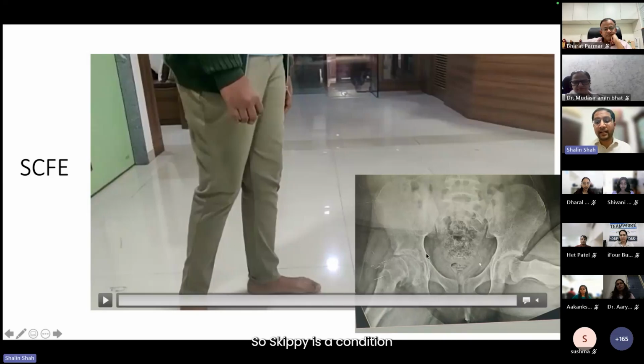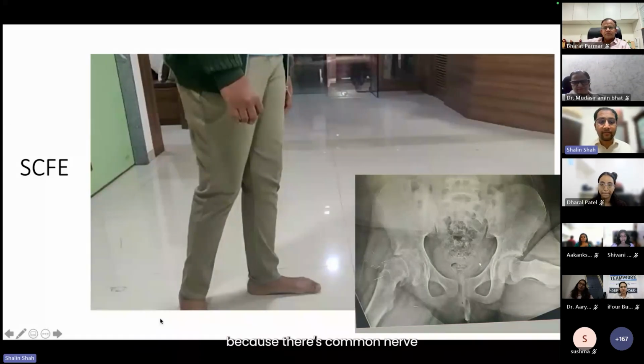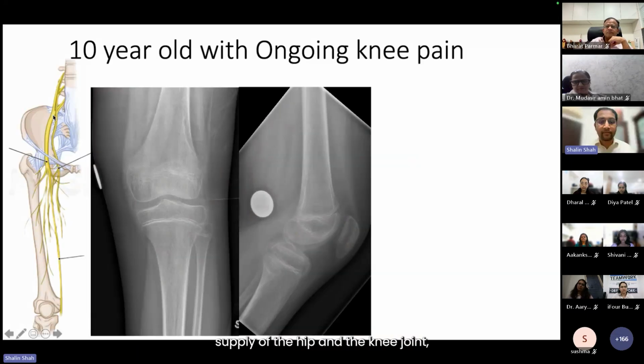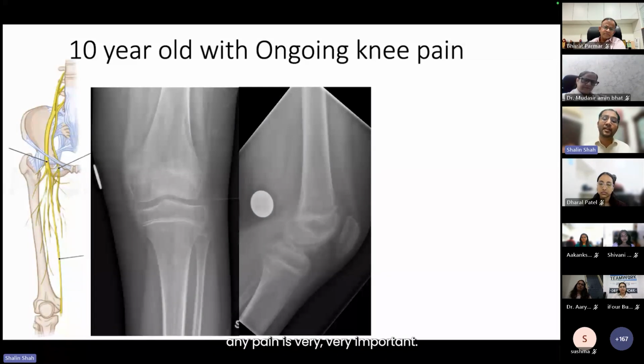SCFE is a condition we see after 10 years of age, in adolescent children, where there is a physeal slip. And this is something which really gets missed, because there's a common nerve supply of the hip and the knee joint, which is something every one of us should know. So a lot of these kids present with knee pain. Sometimes they have seen an orthopedic surgeon, and what they've gotten is a knee X-ray. Which is why examination of the hip joint when you have knee pain is very important.